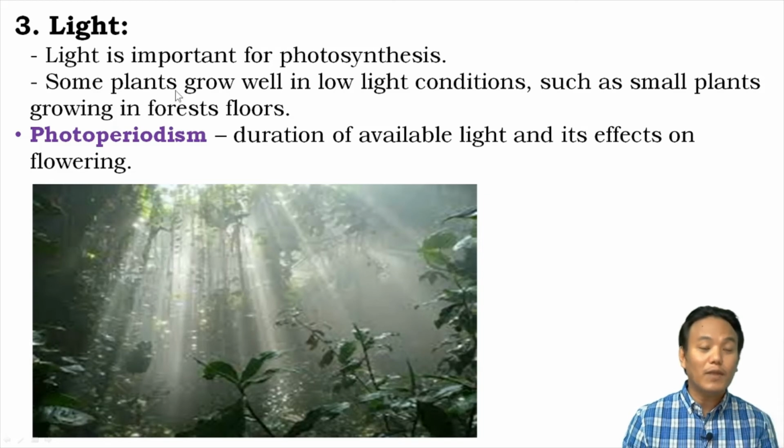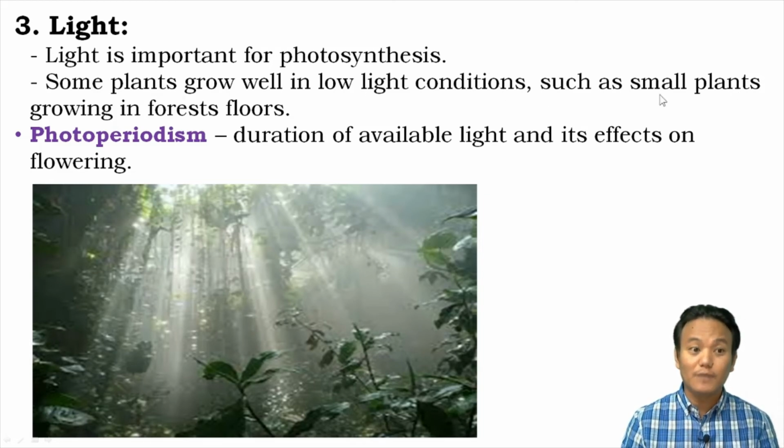Now some plants grow well in low light conditions, such as small plants like herbs and shrubs growing in the forest floor. Since they have to grow under the shadow of tall trees, they have adapted themselves to grow well in low light conditions.